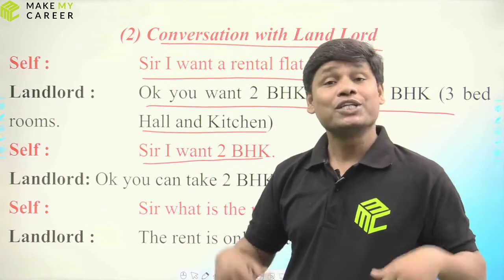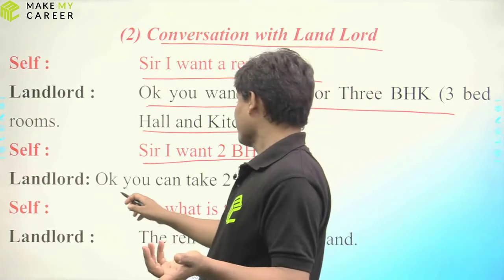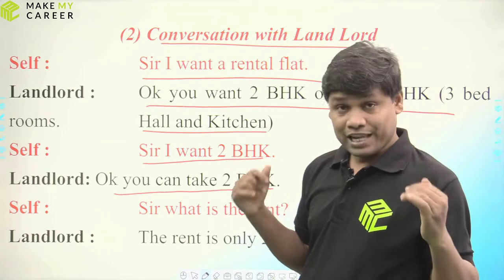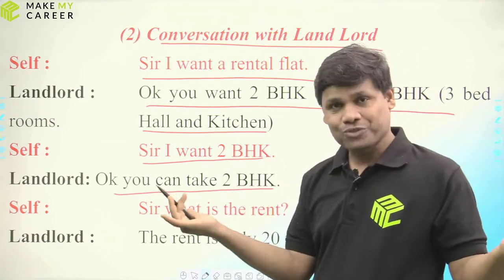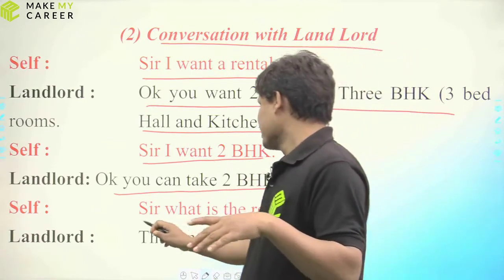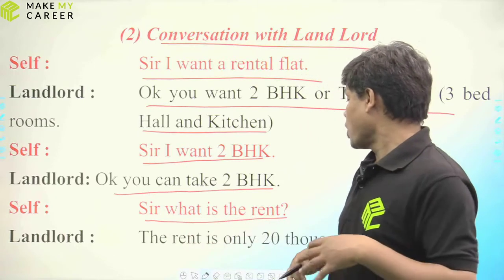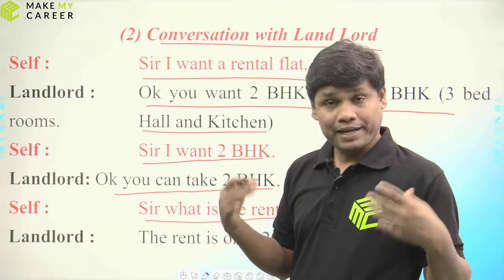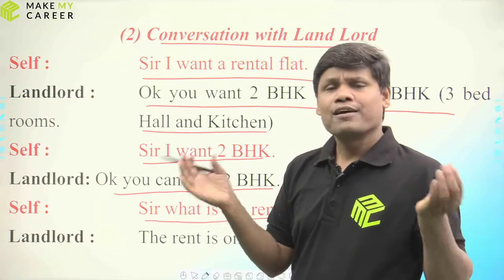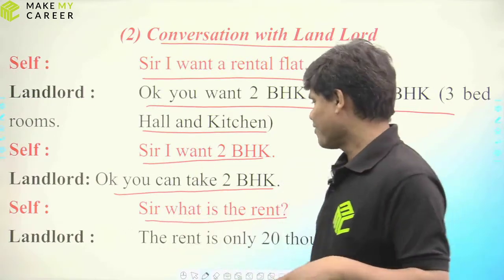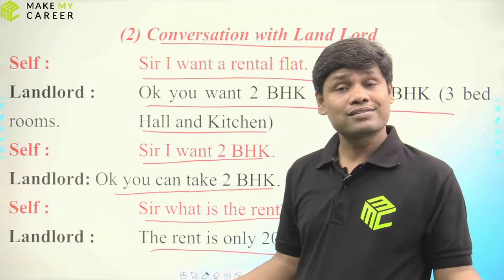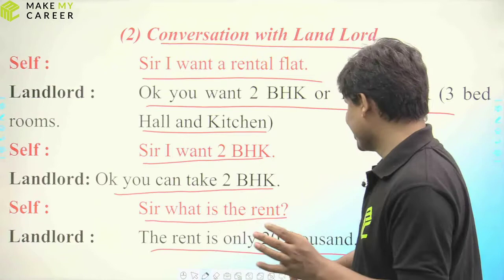I want 2 BHK. Landlord: Okay, you can take 2 BHK. All right. Self: You ask, brother, if you want to take a flat, you need information too. Sir, I want... sir, what is the rent? Brother, I asked, or rather the one who wants to rent asked, what is the rent? Brother, how much is the rent? Right, the landlord said the rent is only 20,000. The rent is only 20,000.